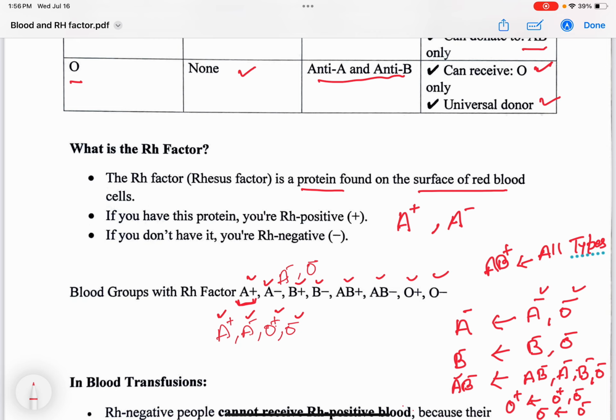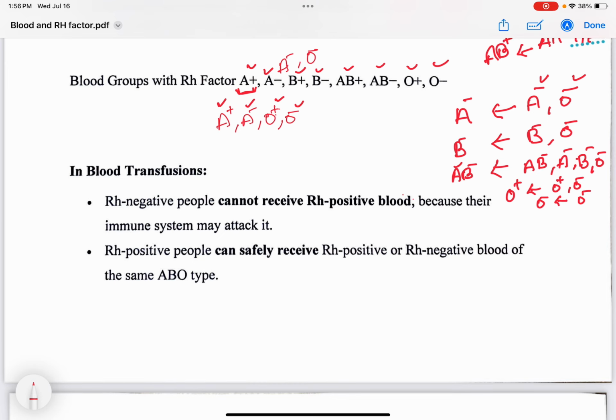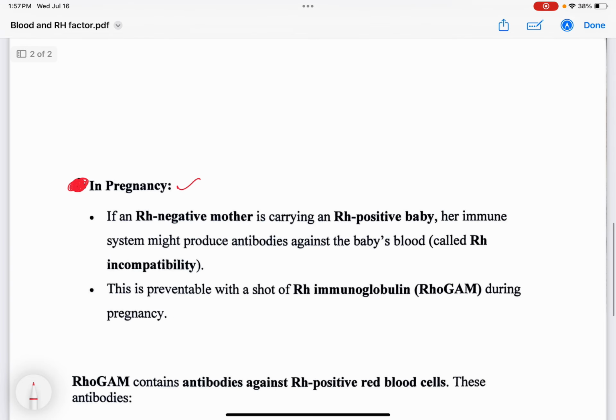Let's just talk about why the Rh factor is so important. We already talked about what type of group can receive Rh factor or not. Now its importance in pregnancy. If there's an Rh negative mother, for instance A minus, it cannot have blood coming from an A plus baby. Okay, because it will produce some antibodies here and it will attack that baby's blood and cause a lot of problems.